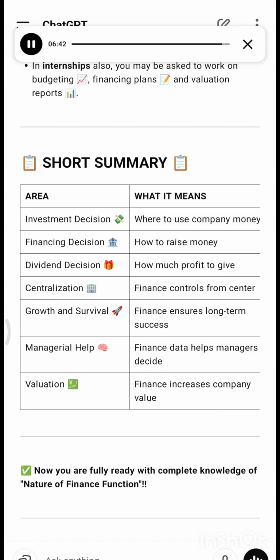Now you are fully ready with complete knowledge of nature of finance function. Whenever you're ready, send your next concept.